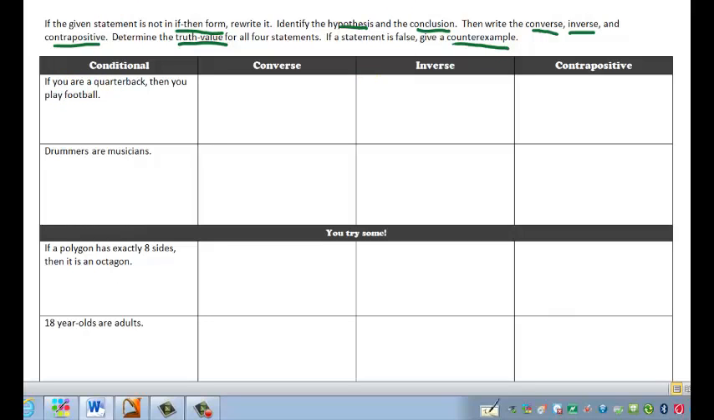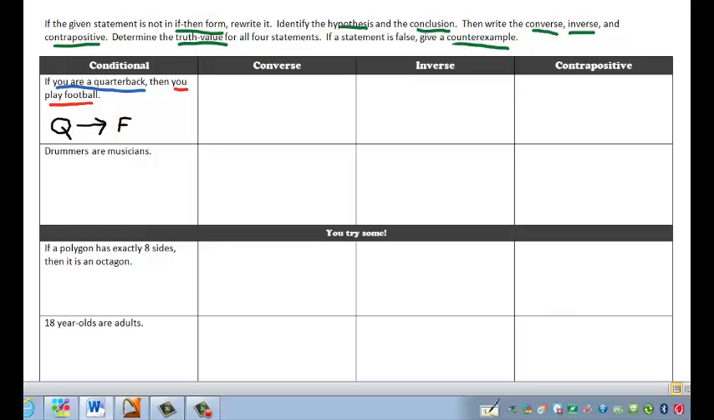If you are a quarterback, then you play football. Now that one's already in the if-then form, but let's identify hypothesis and conclusion. So what comes after the if? In this case, you are a quarterback. This is our hypothesis. And the conclusion is you play football, introduced by the word then. So we've got hypothesis is you're a quarterback. Let's call that Q. And the conclusion, you play football. Let's call that F.